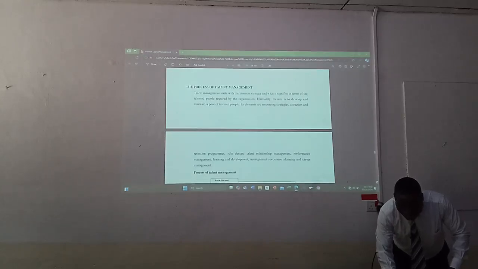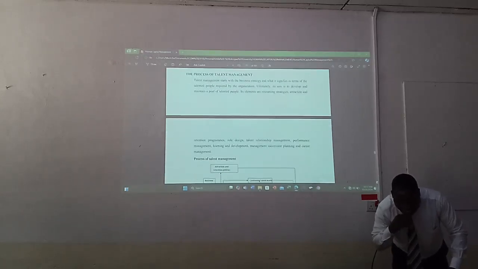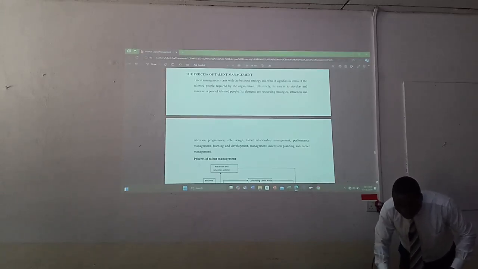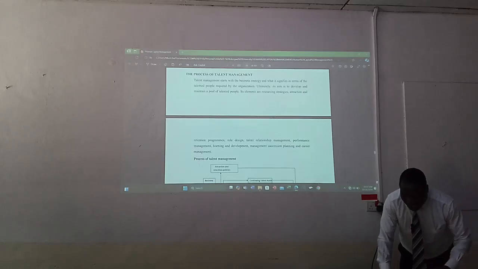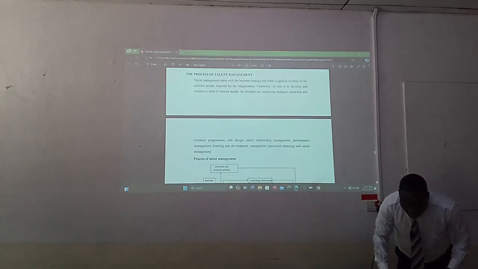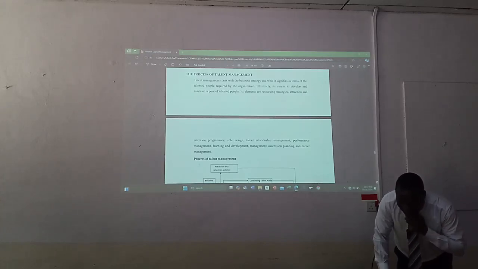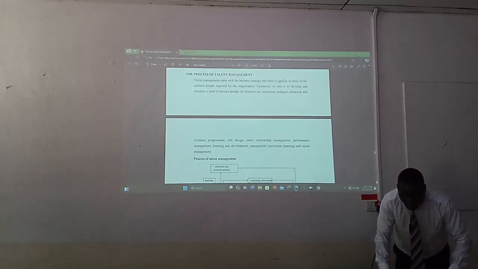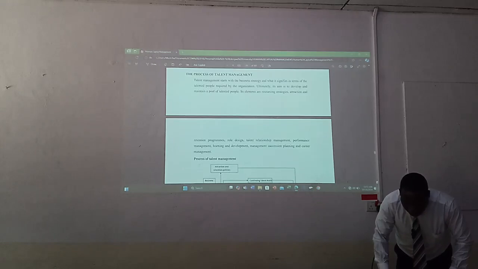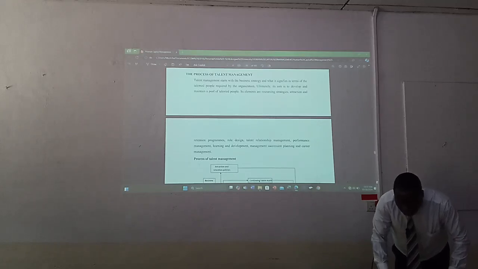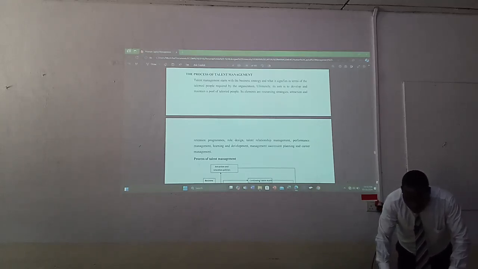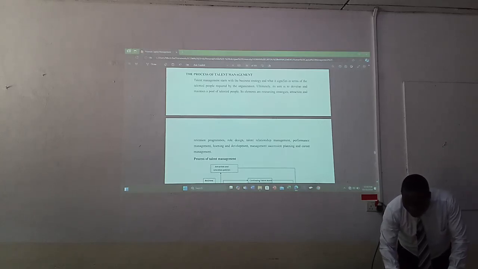Let's come to the processes of talent management. Talent management starts with the business strategy, and what is significant in terms of the talented people required by the organization. Ultimately, its aim is to develop and maintain a pool of talented people. Its elements are resourcing strategies, attraction and retention programs, role design, talent relationship management, performance management, learning and development, succession planning, and career management. So that's the process of talent management.